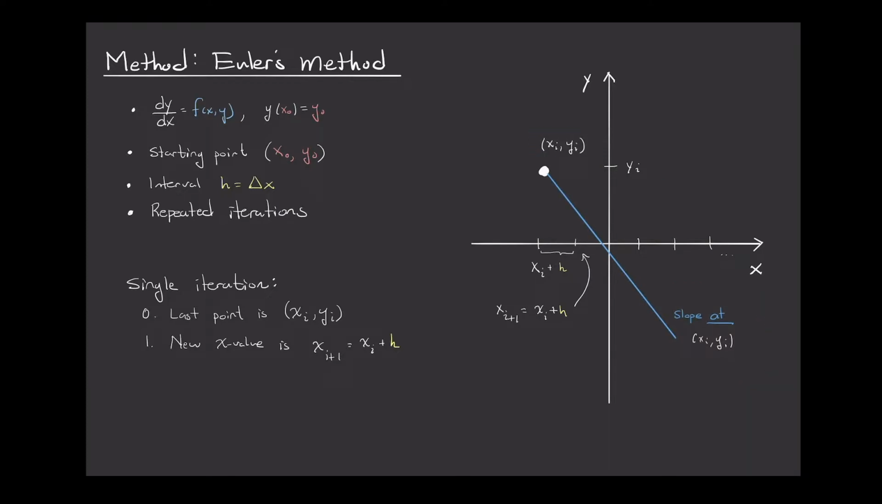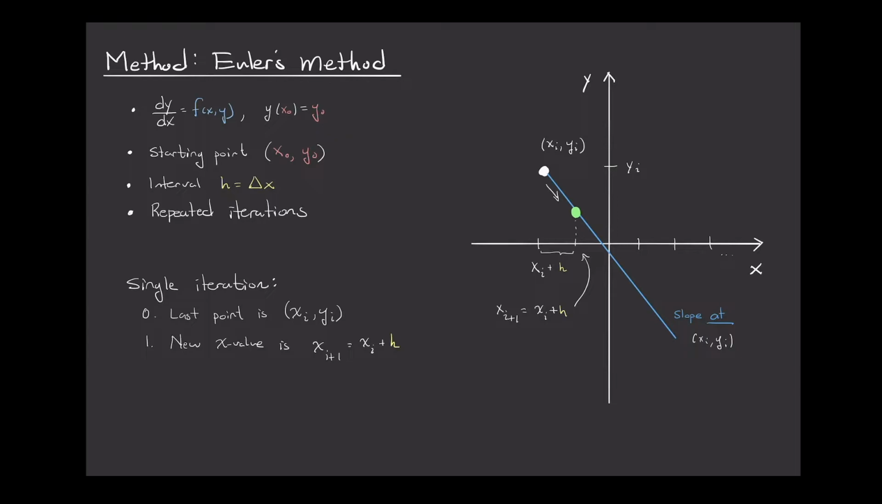Now we travel along this slope until we are above the new x value. So if we move along this slope, we don't travel until we get all the way down here. We travel until we're right above h here. Let's color that new point green.